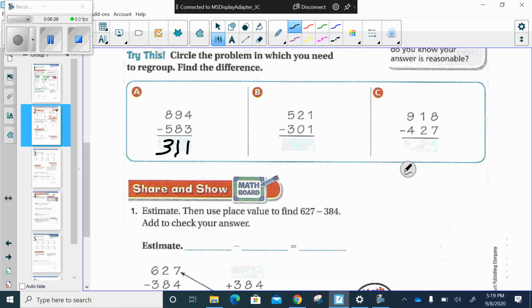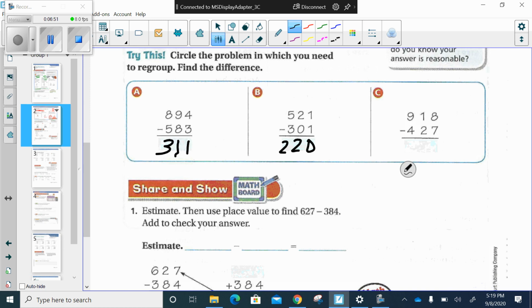Did we have to regroup in any way, shape, or form? No, we didn't. So let's look at this one. B. 1 minus 1 is 0. 2 minus 0 is 2. 5 minus 3 is 2. Did you have to regroup in any way? No, there's no bigger bottom number to borrow for in either one of those. Let's try the next one.